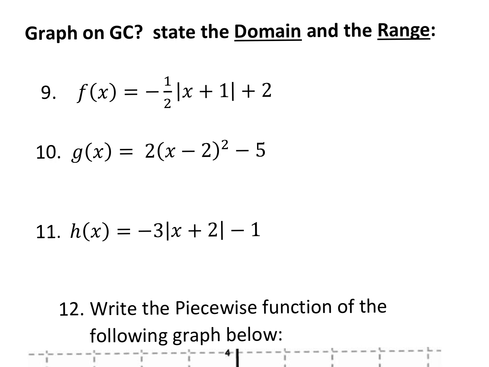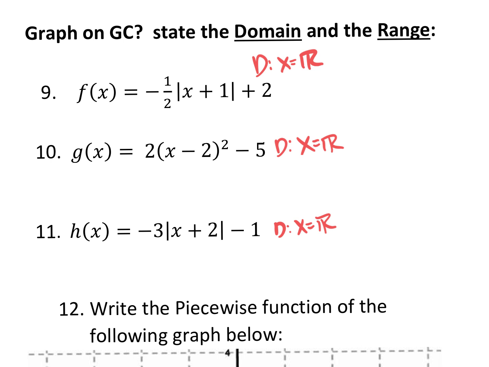So talking about the domain and range of any V or U that opens up or down, the domain's always going to be x equals all real numbers. So on number 9, the domain is x equals all real numbers. Number 10, same thing, the domain, x equals all real numbers. Number 11, same thing, the domain is x equals all real numbers, okay?